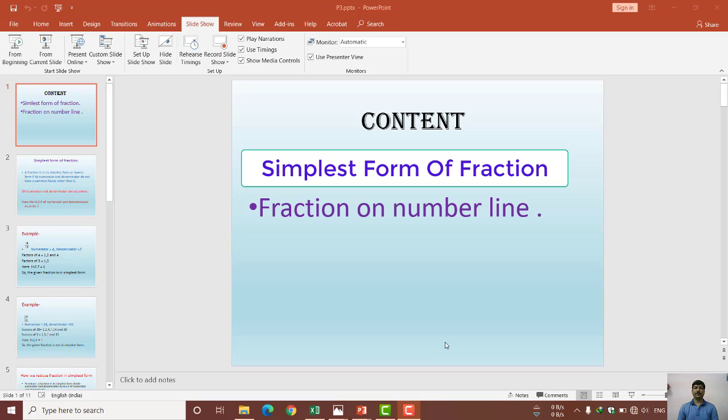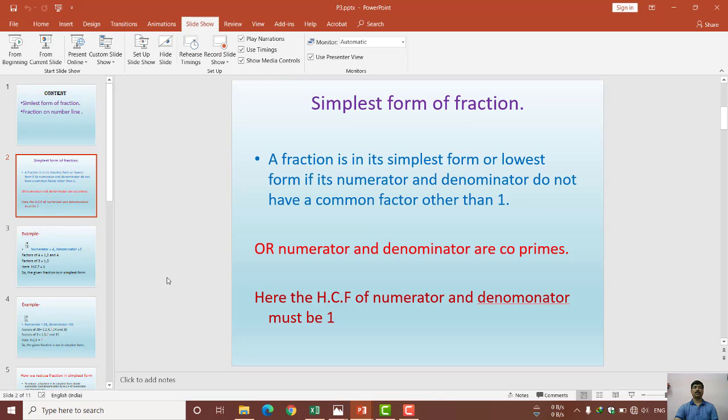In this video, we will discuss some content: the simplest form of a fraction and fractions on the number line. Let me start. Simplest form of fraction. What is the simplest form of a fraction?